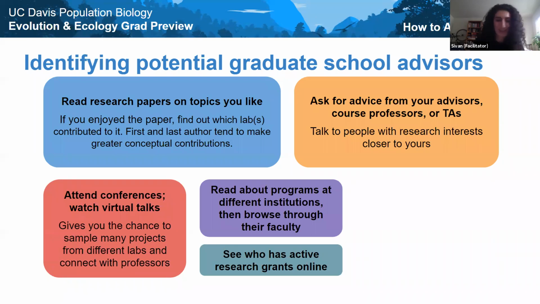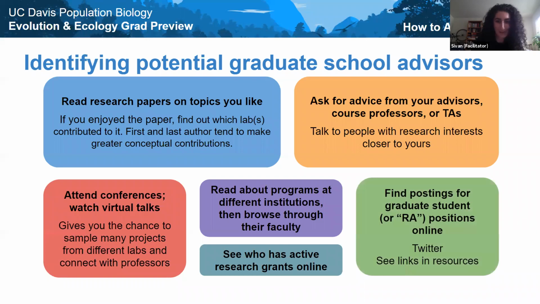Wow, there's so many ways you can do this. This is the final one. You can find postings for graduate student positions online. So sometimes professors who have funding to take on a student will tweet about it or post it to some websites that we also have links to in our resources. And sometimes you'll see the acronym RA, which stands for Research Assistant. And that's what they call a graduate student who's getting funded by a research grant.